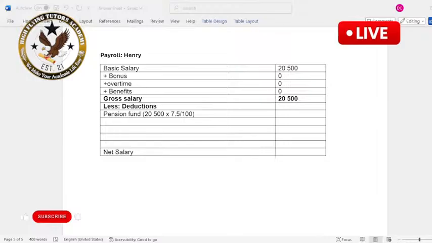So that means that is 1,537.50. Right, that is your pension fund.